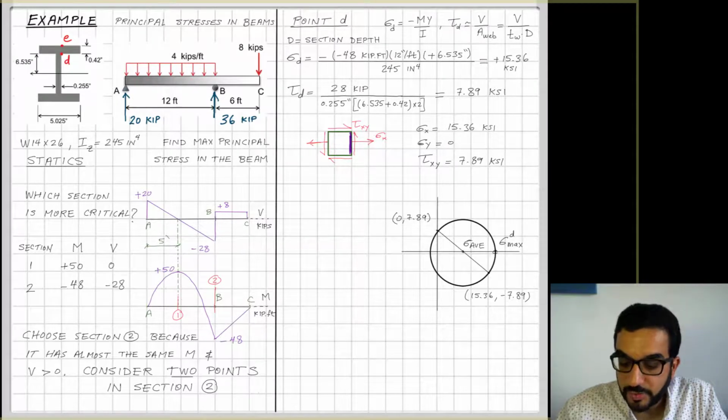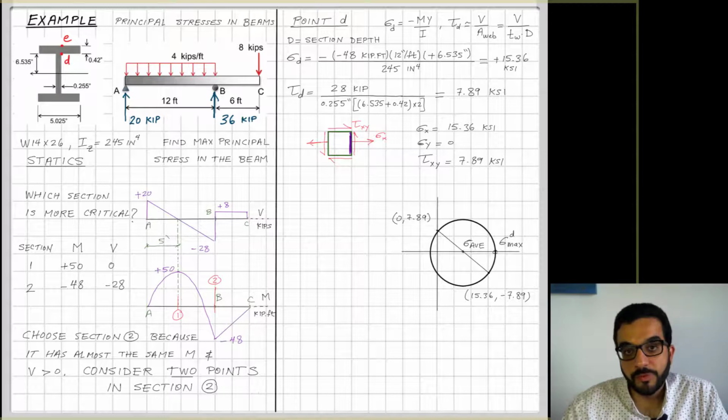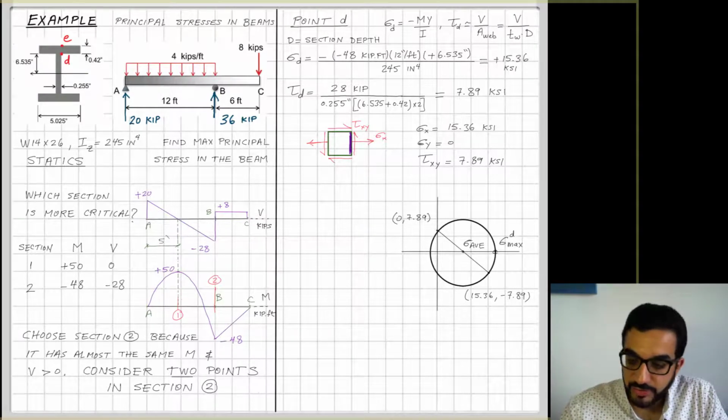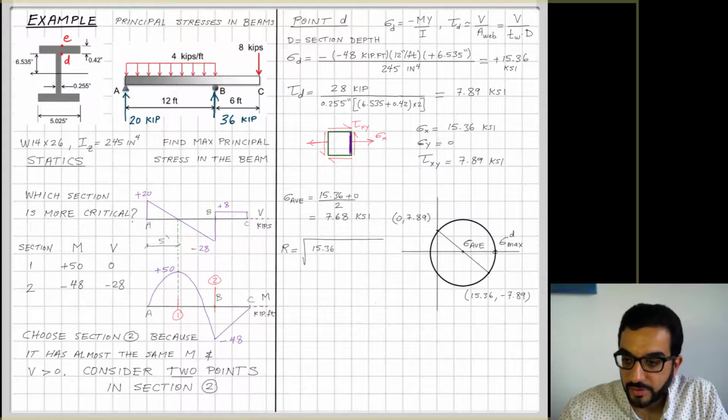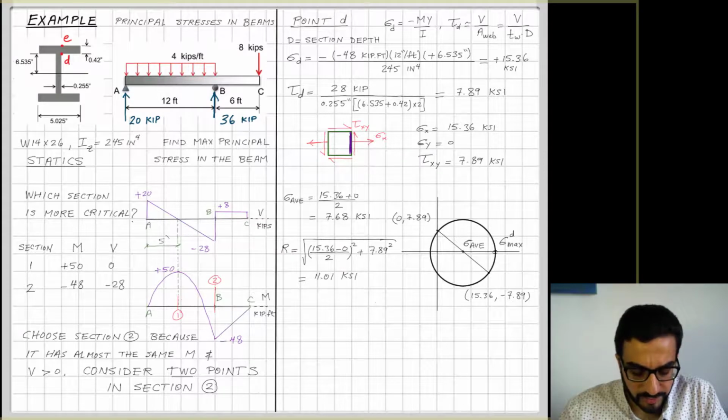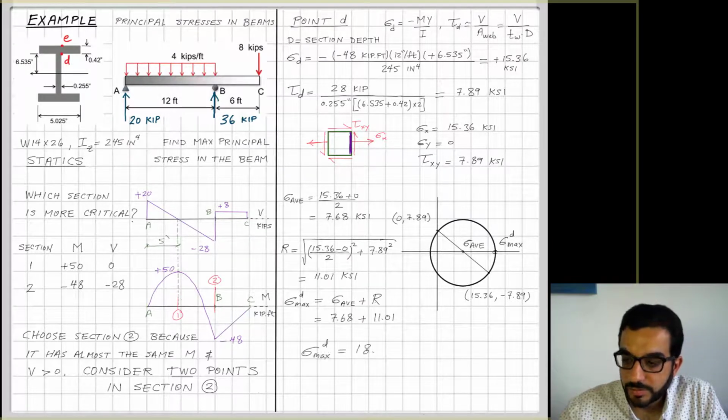And to be able to find it, I have to calculate the 2 main properties of Mohr circle that I will always have to calculate, which is the center of the circle, sigma average. So sigma average is the average of sigma x and sigma y, and then R, the radius of the circle, which is square root of sigma x minus sigma y over 2 squared plus tau squared. And now I can say that sigma max D is equal to sigma average plus R. And that will bring us a value of sigma max D to be 18.69.